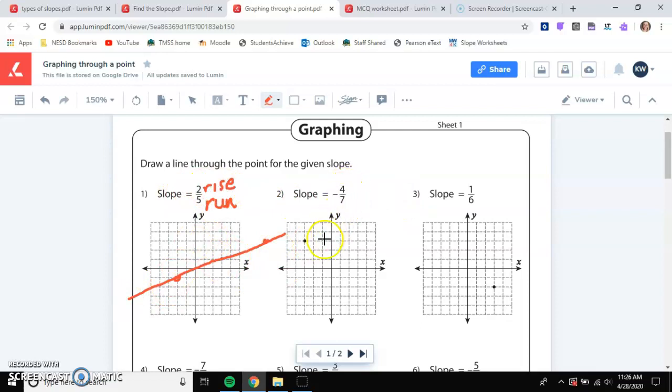Next one, -4/7. So you are supposed to drop, because it's a negative. So you have a negative slope. So you drop 4. 1, 2, 3, 4, and you run 7. 1, 2, 3, right there. And then you join them together with the straightest line that you can, and that is you graphing the line following the slope from a given point.